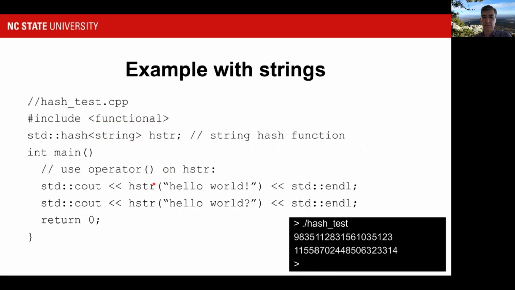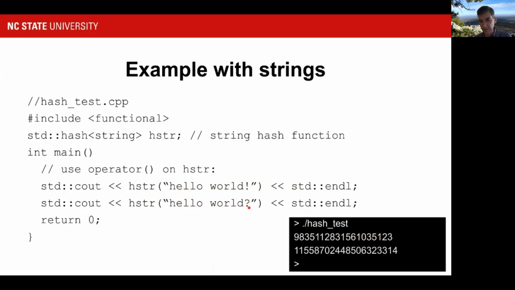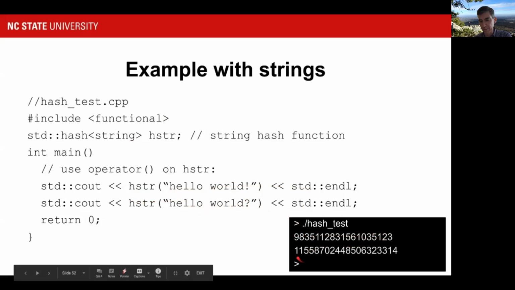And now to produce some hash values, I just use its function call operator, passing in a string. So here I pass HSTR the string hello world, and this is the first thing that's going to get printed, and you'll see that this is the hash index it produces, a really big random number. Who knows how it came up with that? And then I give it a slightly different string. I just changed this last character to a question mark, and it produces this different value.